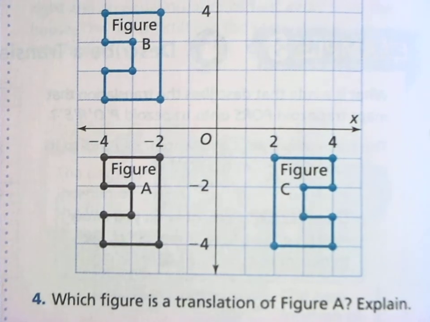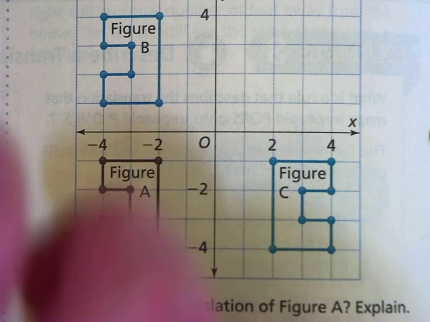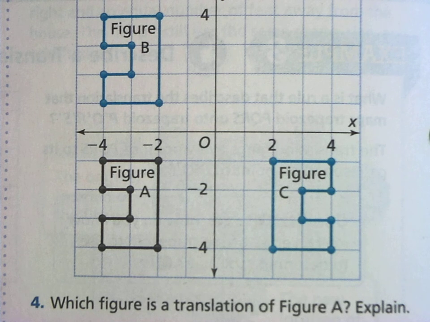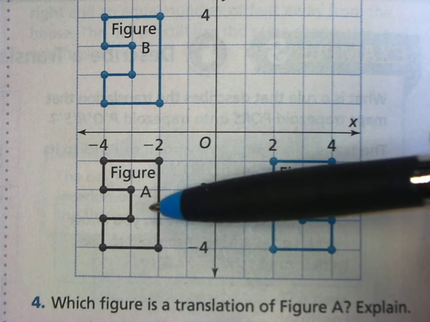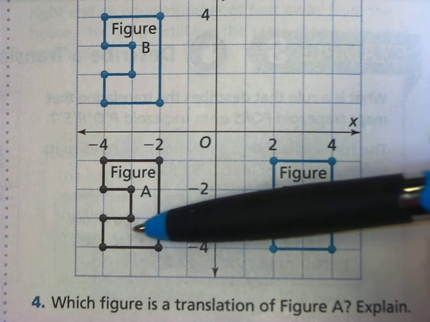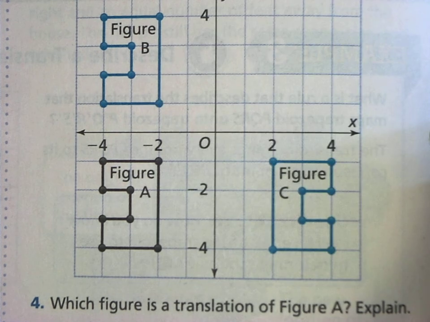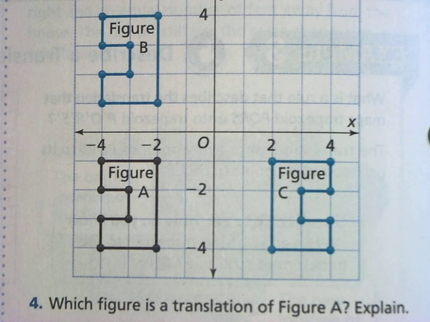So remember, a translation should look like you just took the figure and you slid it to a different part of the coordinate plane. It should still be facing the same way as your pre-image, and it should be the same size and same shape. So does everyone see that figure B is the translation? It looks like we just took figure A and slid it up here. That's a translation. It should look like a slide.